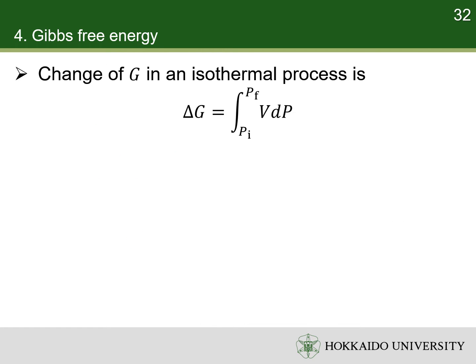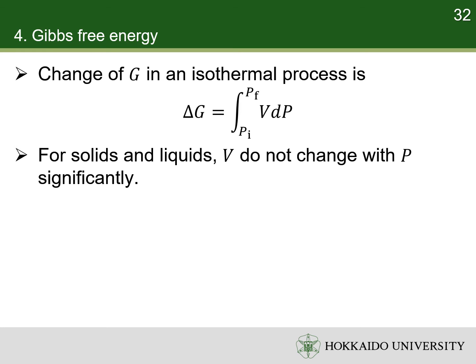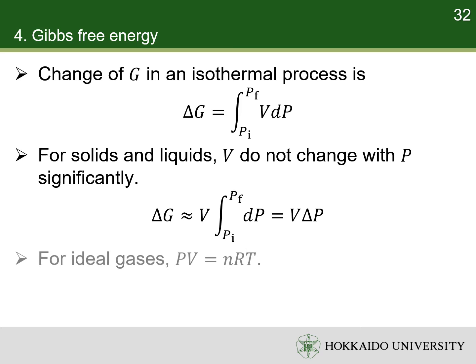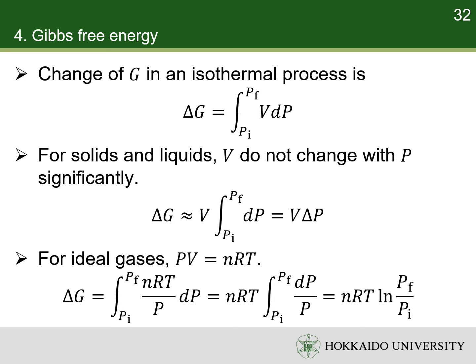Therefore, the change of Gibbs free energy due to the change of pressure in an isothermal process can be calculated by integrating VdP from the initial pressure to the final pressure. For liquids and solids, the volumes do not change with pressure significantly. Thus, the integral becomes V delta P. For ideal gases, the volume can be substituted using the ideal gas law. Since temperature is a constant, the change of Gibbs free energy is in the following form.